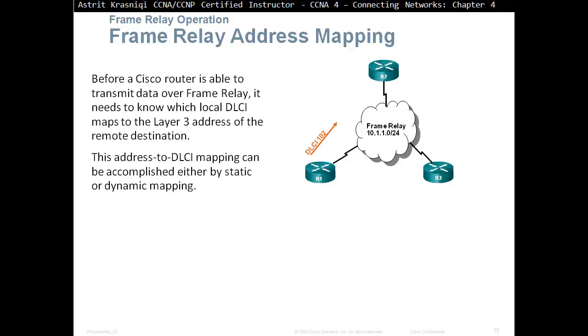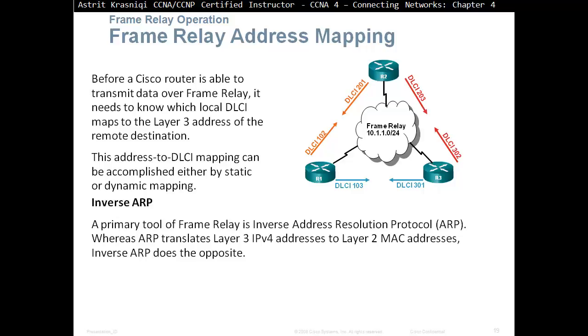So for example, DLCI 102 takes it to router 2, DLCI 103 takes it to router 3, and these are locally significant. They could be the same DLCI numbers coming back, or they could be different. So for example, 201 and 301. You can see it on the screen.